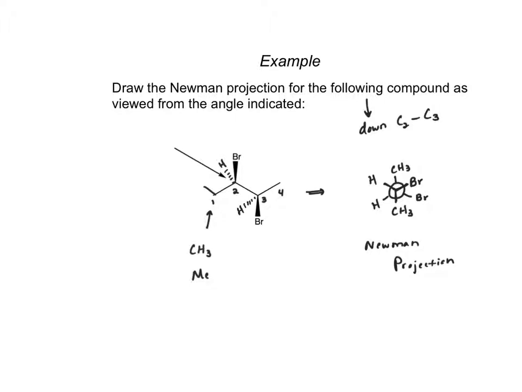I can go ahead and draw the H. What would you do for a lone pair? You put it in, it would be just another bond. Okay, so if there was a lone pair here instead, then I would have put a lone pair there.